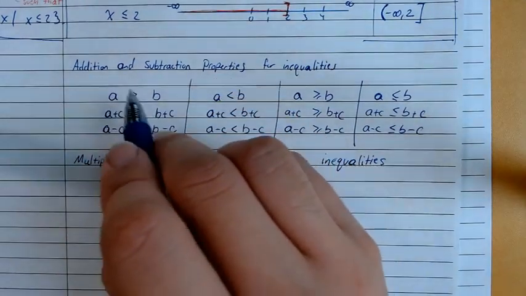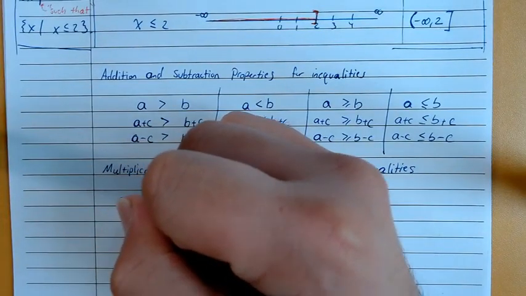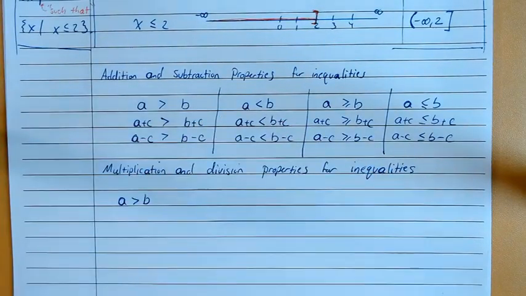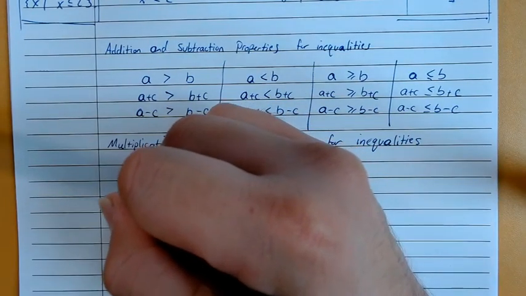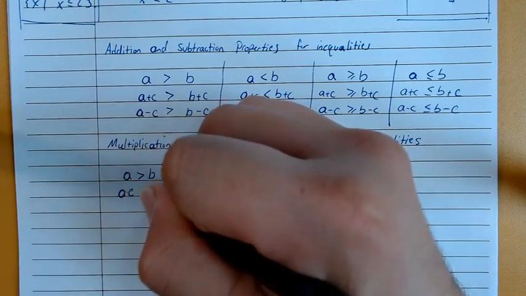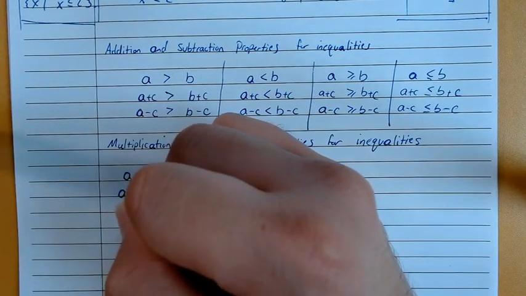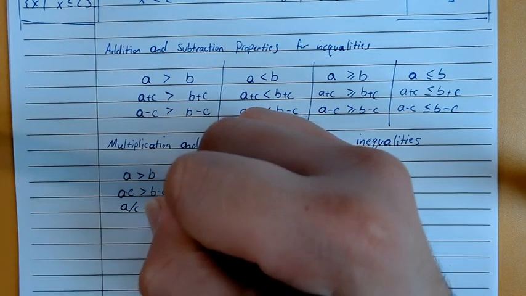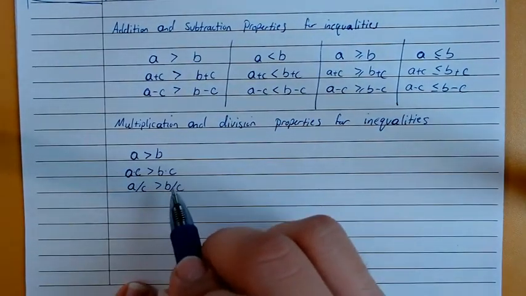Here, it starts off looking very much the same. If we have A is greater than B, then if you multiply on both sides by the same thing, your inequality is maintained. And if you divide on both sides by the same thing, your inequality is maintained. Now here's what the difference is.